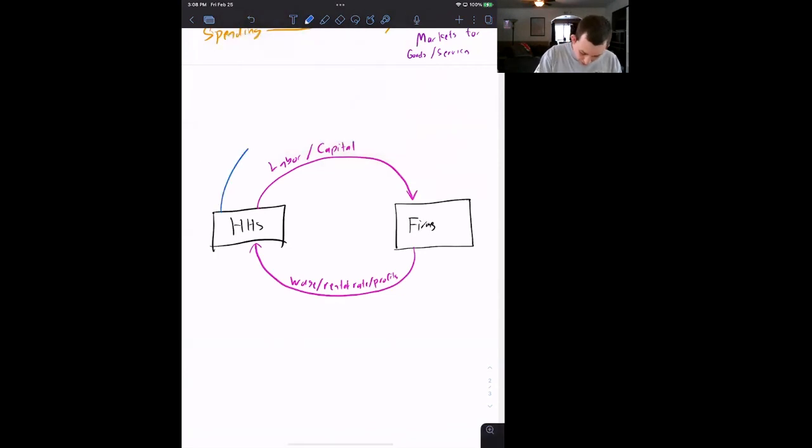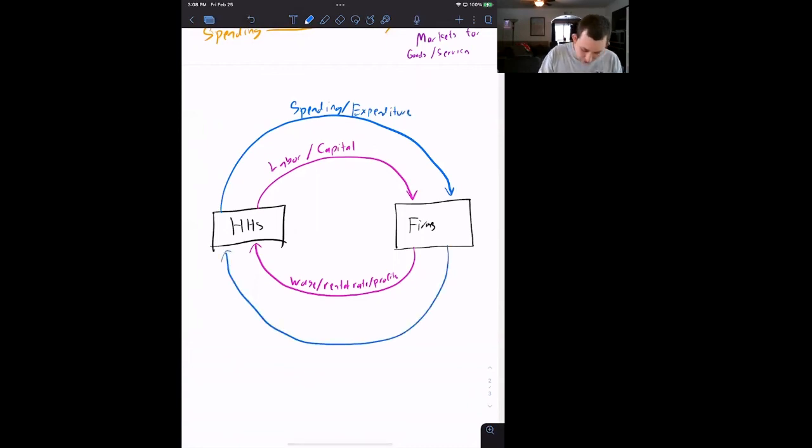And then the households to firms, they spend money. So we'll just call this spending. Other times you'll see it called expenditure. And the firms will in return sell the households goods and services. So this wraps up the circular flow diagram.